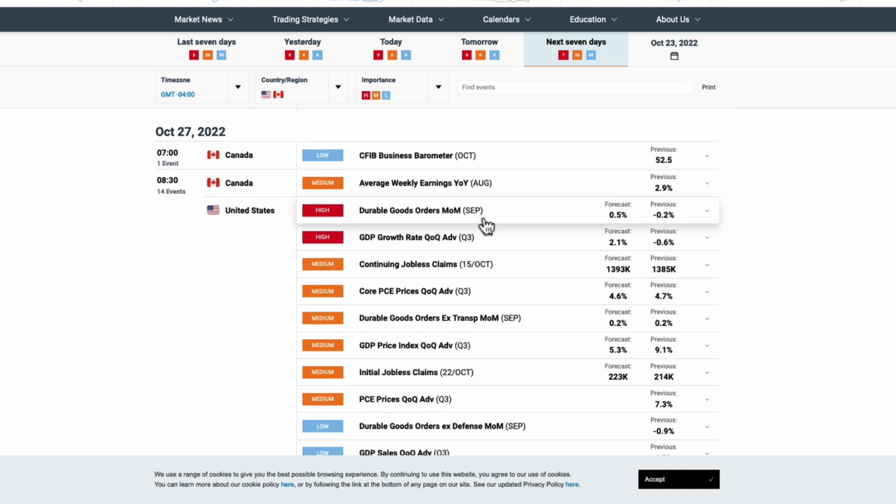Here's a big number here, GDP. The advanced look Q3 GDP on Thursday at 8:30. That's a big number to look at. That'll be our first look at how real GDP did in the third quarter. The Atlanta Fed, their GDPNow, I think, is at 2.4% for this one. The forecast here is 2.1%.